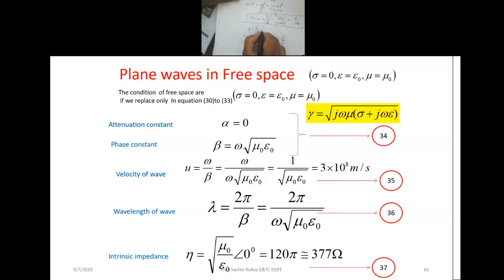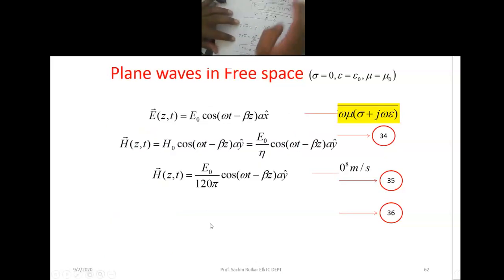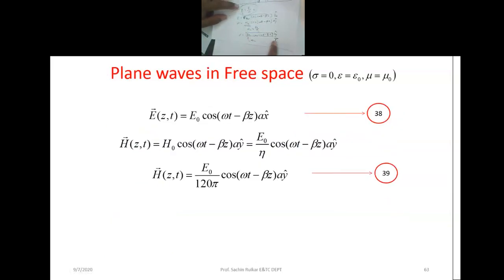Now H0 we can rewrite using this: H0 is equal to E0 by eta. Simply we can write H is equal to E0 by eta, and the rest of the term is cos of omega t minus beta z, in the Ay unit vector. Now this term and the Ex0 term are the same. Only the factor differs: this one is a vectorial quantity, Ay, and the intrinsic impedance. Otherwise everything is the same. So just remember this particular equation, and we can go ahead.